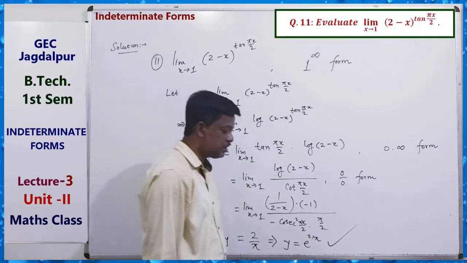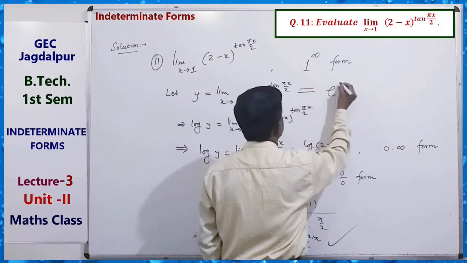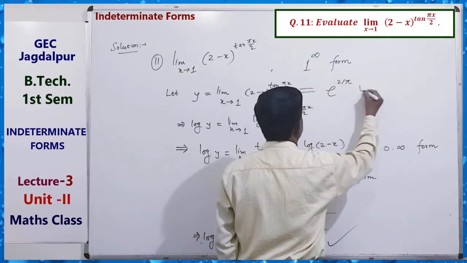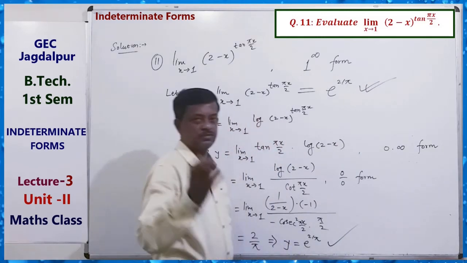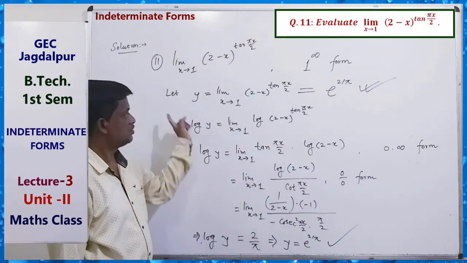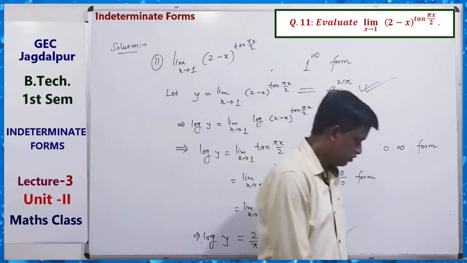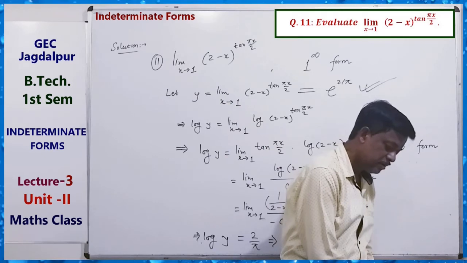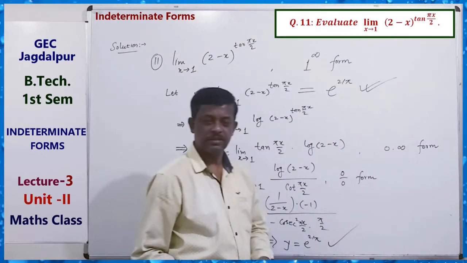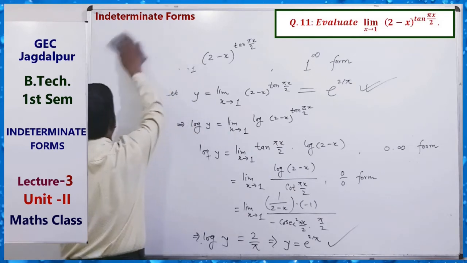So final answer is what? e to the power 2 by pi. This is our answer, because we require the value of y, that is the limit. So this power form can be evaluated by using logarithmic. Okay.